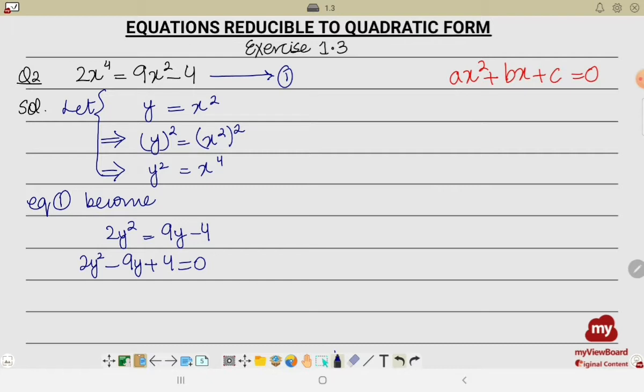Now you can easily break down the middle term, because we need to find out the value of y now. So we'll just solve it for y.